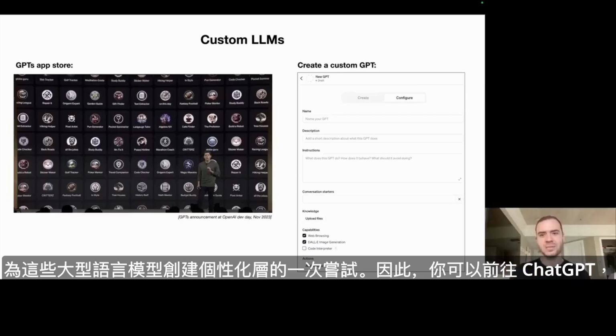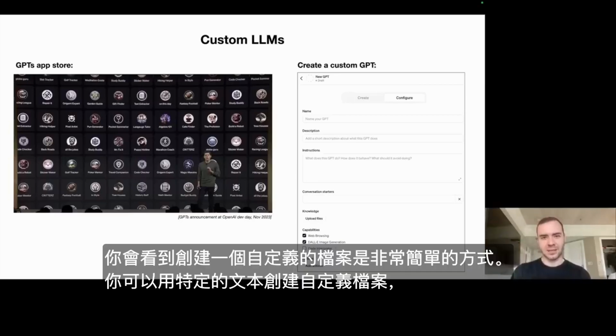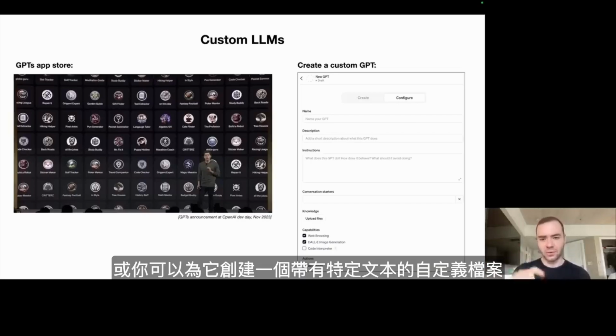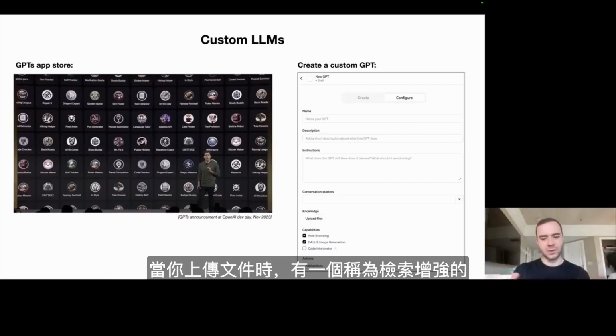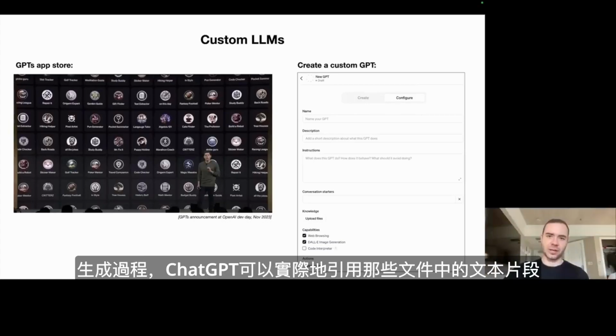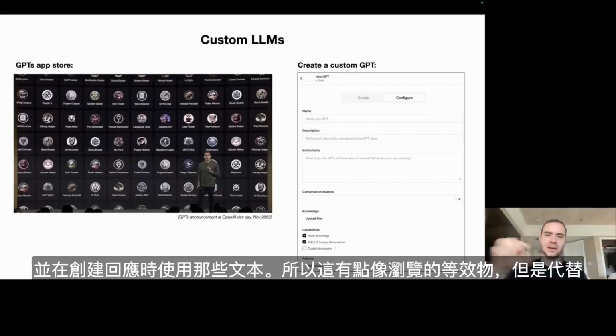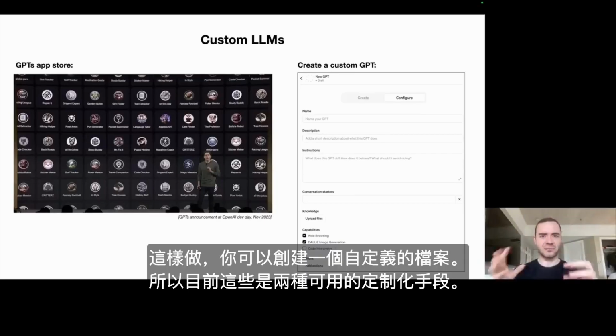So you can go to ChatGPT and you can create your own kind of GPT. And today, this only includes customization along the lines of specific custom instructions, or also you can add knowledge by uploading files. And when you upload files, there's something called retrieval augmented generation, where ChatGPT can actually reference chunks of that text in those files and use that when it creates responses. So it's kind of like an equivalent of browsing, but instead of browsing the internet, ChatGPT can browse the files that you upload, and it can use them as reference information for creating its answers. So today, these are the kinds of 2 customization levers that are available.